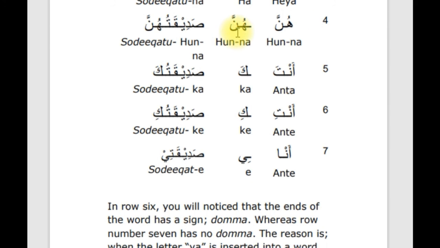Hunna, sadiqatuhunna. Their girlfriend, for girls.